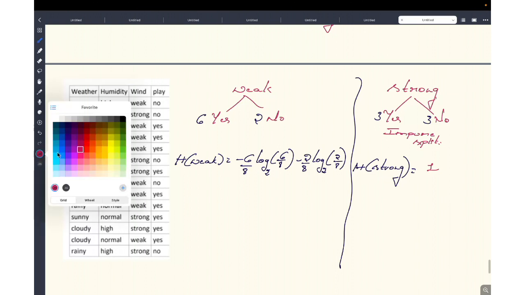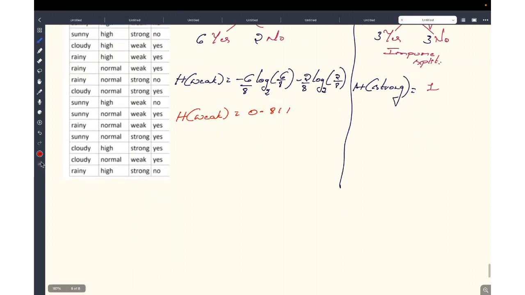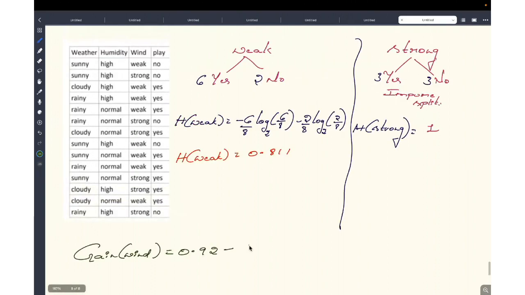This answer is 0.811. Okay, good. Final information gain. I'm just using gain of wind, which is equal to 0.92, the overall entropy, minus samples related to weak, 8 out of 14, and entropy.